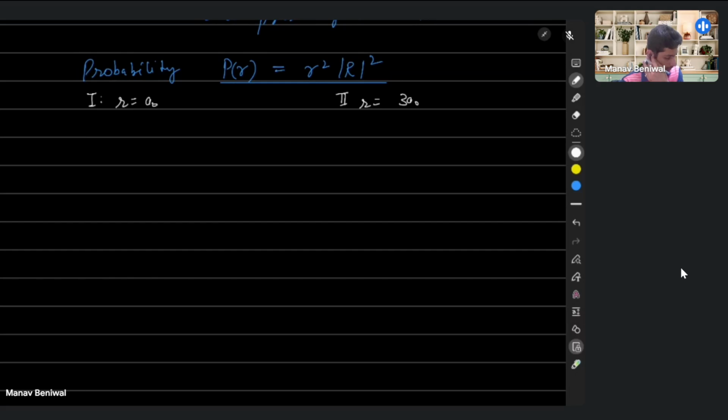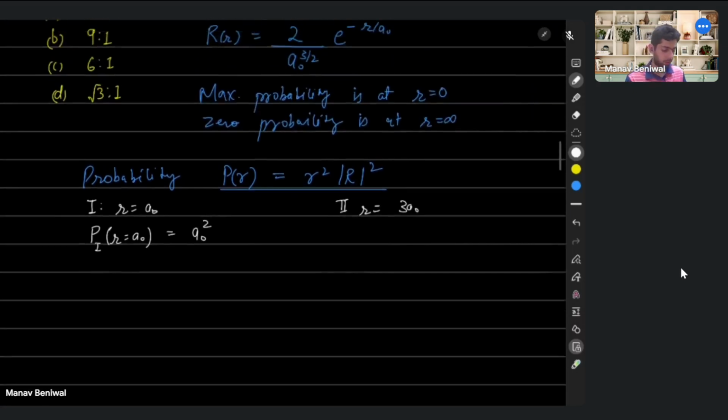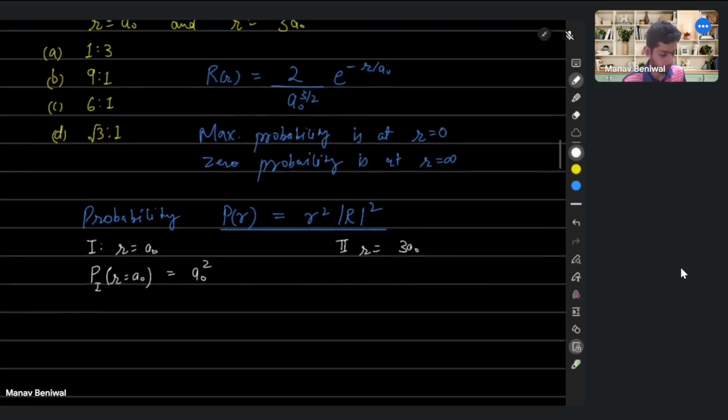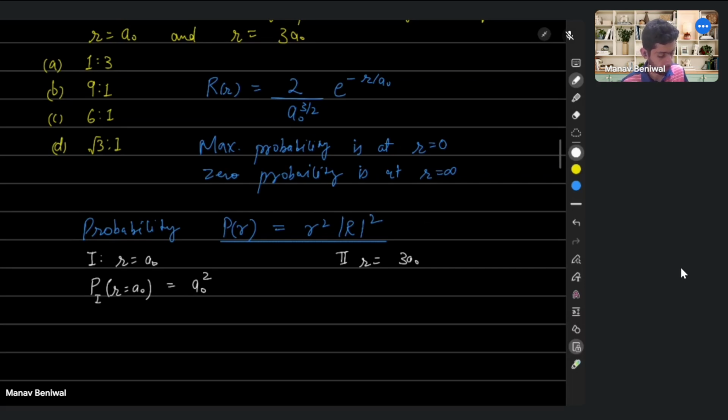Okay, so yeah, let's begin. Let's find out the probability for case 1 when R is a naught. So then this becomes a naught squared. Okay, before that, let us also calculate mod of R squared.